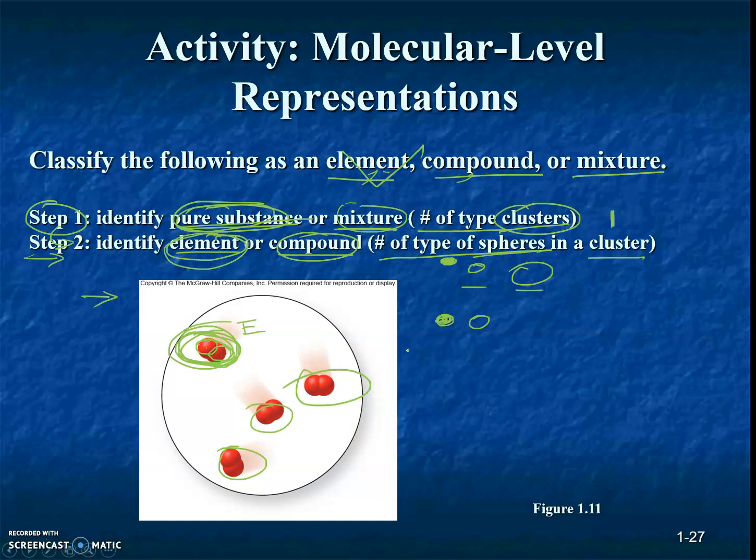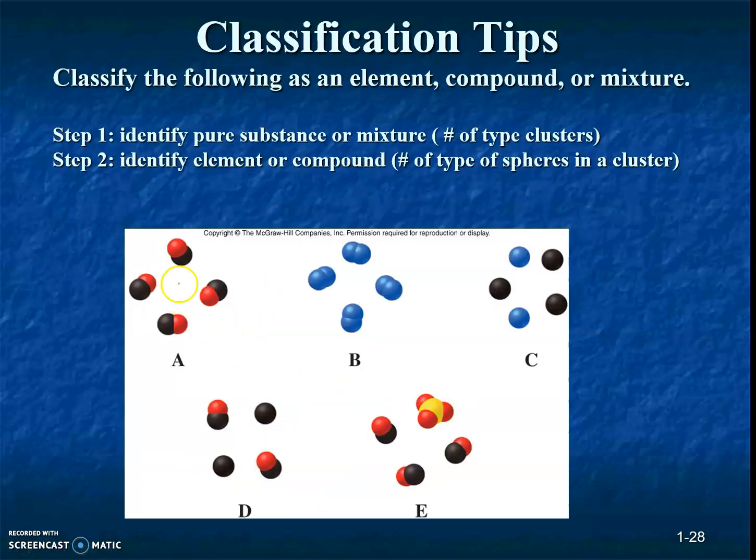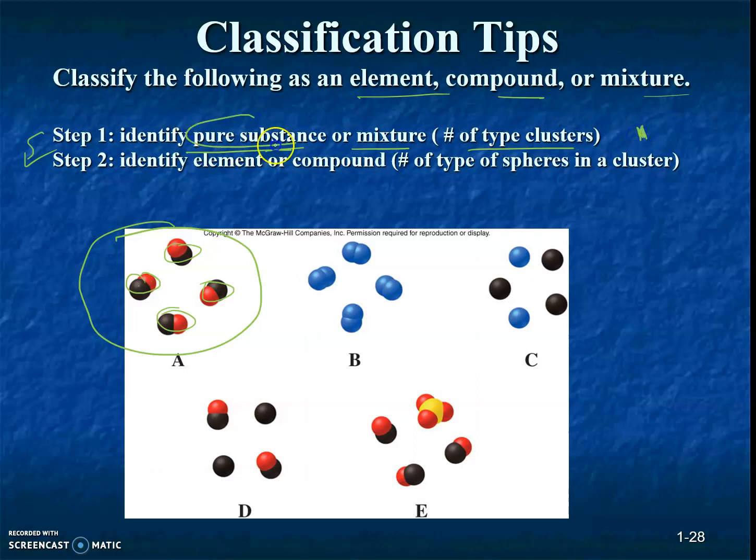Let's do more practice. If I give you this image and ask you element, compound, or mixture, you're going to do exactly the same 2 steps. First step, tell whether it is a pure substance or a mixture. Let's check the clusters. This is a cluster, this is a cluster, this is a cluster, this is a cluster. And they are exactly the same: one black sphere, one red sphere. So I only have one type of cluster.